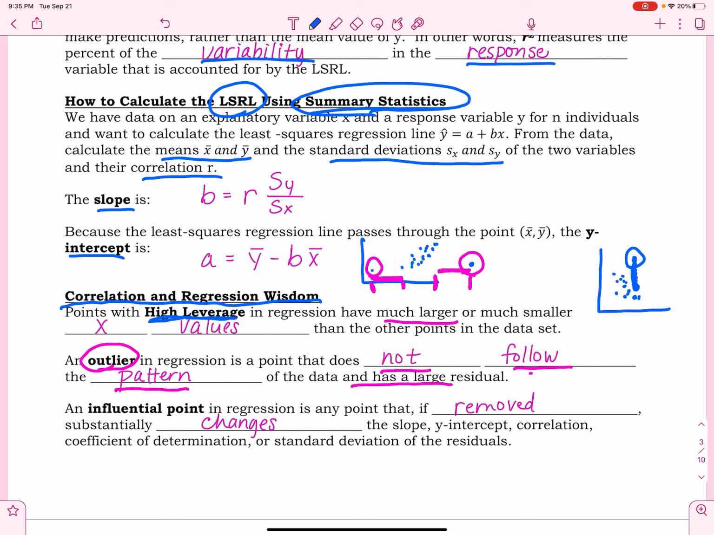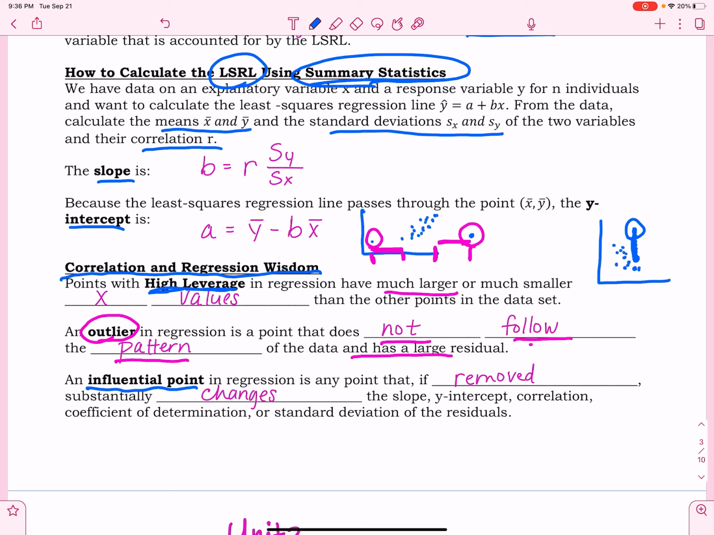Okay, now we need to talk about an influential point. This point, if when you take it away it substantially changes the slope, y-intercept, correlation, etc., is considered influential. Now, depending on where your point is, it can be more influential or less influential depending on how it aligns or does not align with the rest of your data. So an example might be something like this.